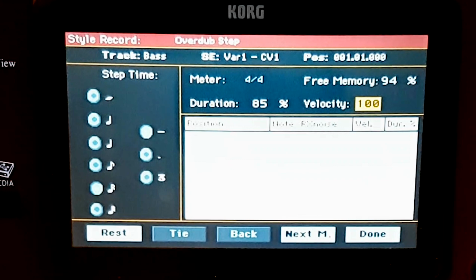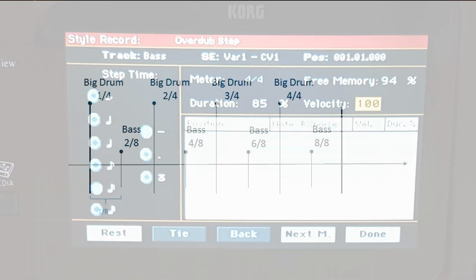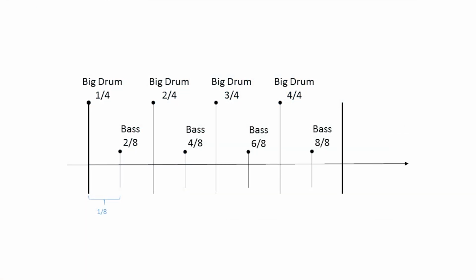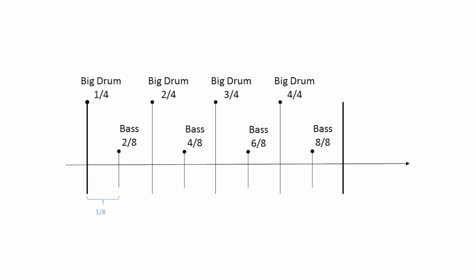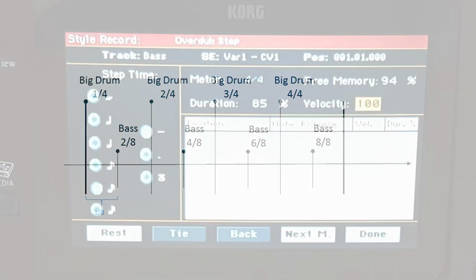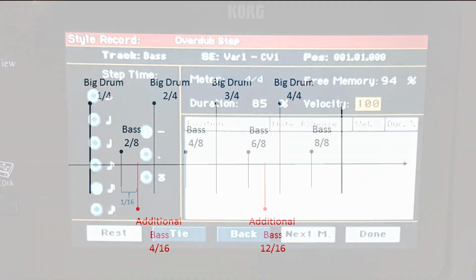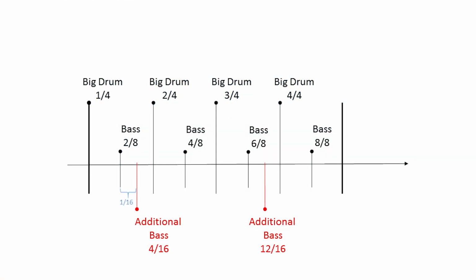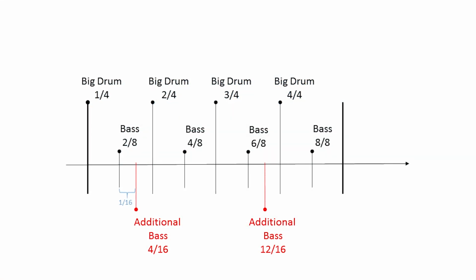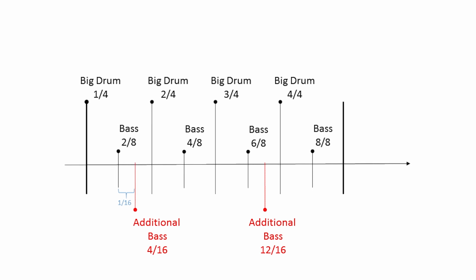And so, back to our bass. Our time signature is 4/4. That is, bass and big drum repeat with a period of 1/4. But the original bass is shifted 1/8 from the start of the measure. I want to add an additional note shifted 1/16 relative to the bass with a period of 1/2 measure.